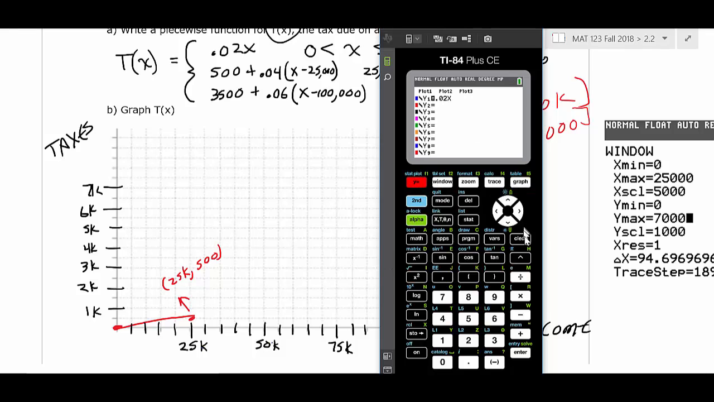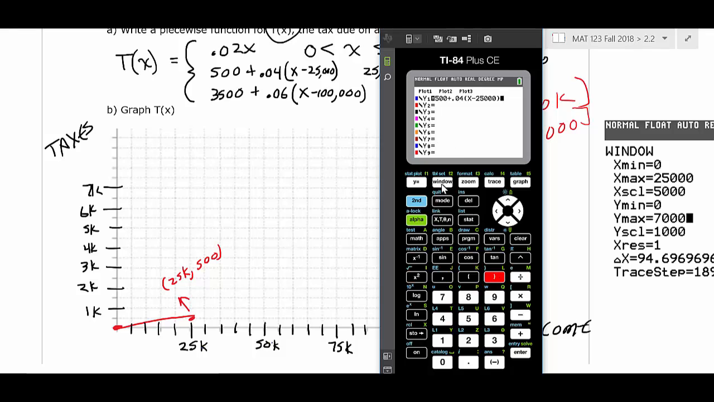Okay, so what I'm going to do is just wipe it out and start over again. I'm going to put in the second piece. Not going to multiply it out. I'm just going to put in 500 plus 0.04 times X minus 25,000, and I'm going to adjust the window. That's the formula we get for the taxes in between the 25,000 and the 100,000. So you graph it, you put Y in.